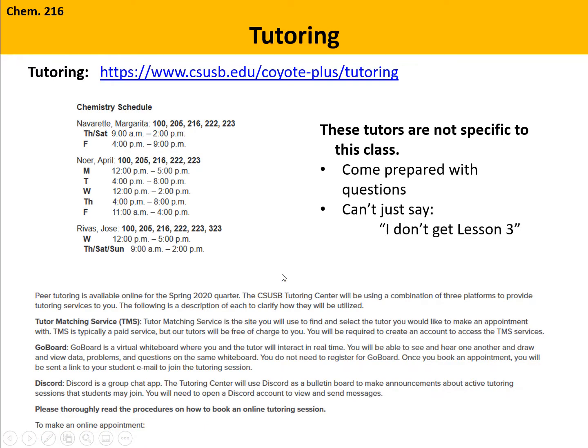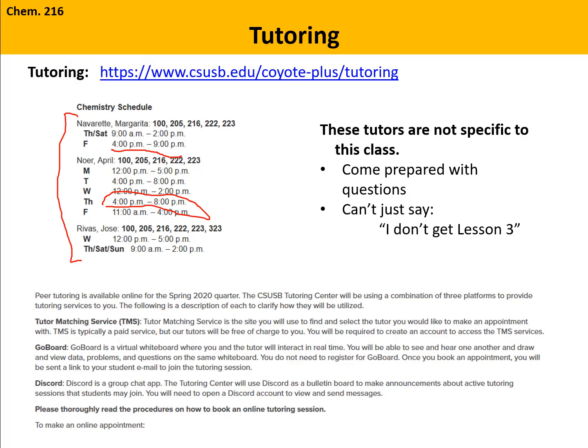So tutoring, you can go to this website, or you can just Google CSUSB tutoring, and you'll get to this website. And here are all the times available for online tutoring. Like everything, it's online. All of these are students that took Chem 216 in the past and did well in it, A's or B's, usually A's. You can see there's times available every day of the week, including weekends and at night, 4 to 9 p.m. or 4 to 8 p.m. on given nights. So you can go ahead and you can get the help that you need.